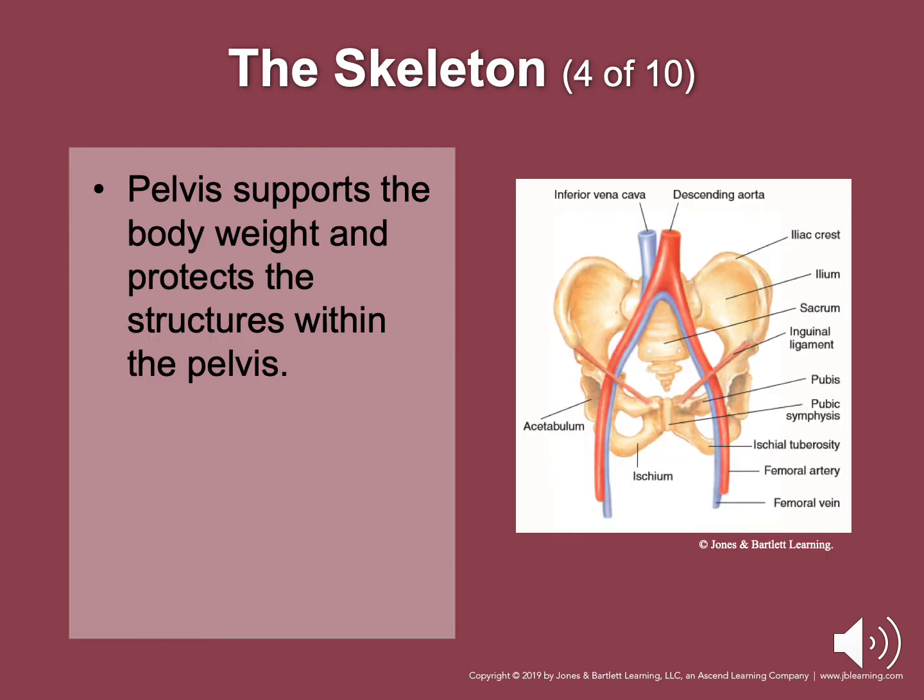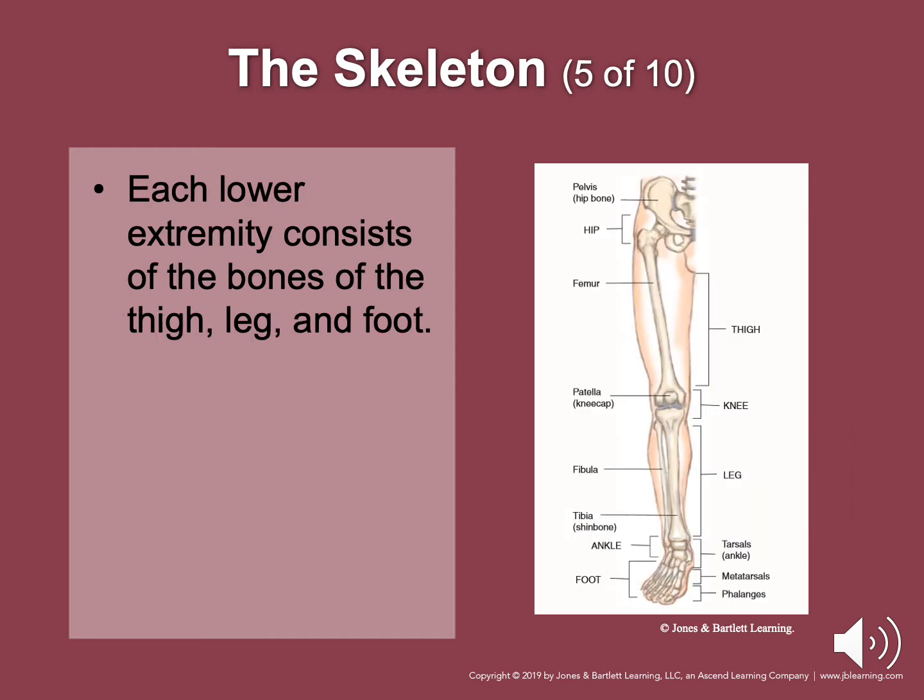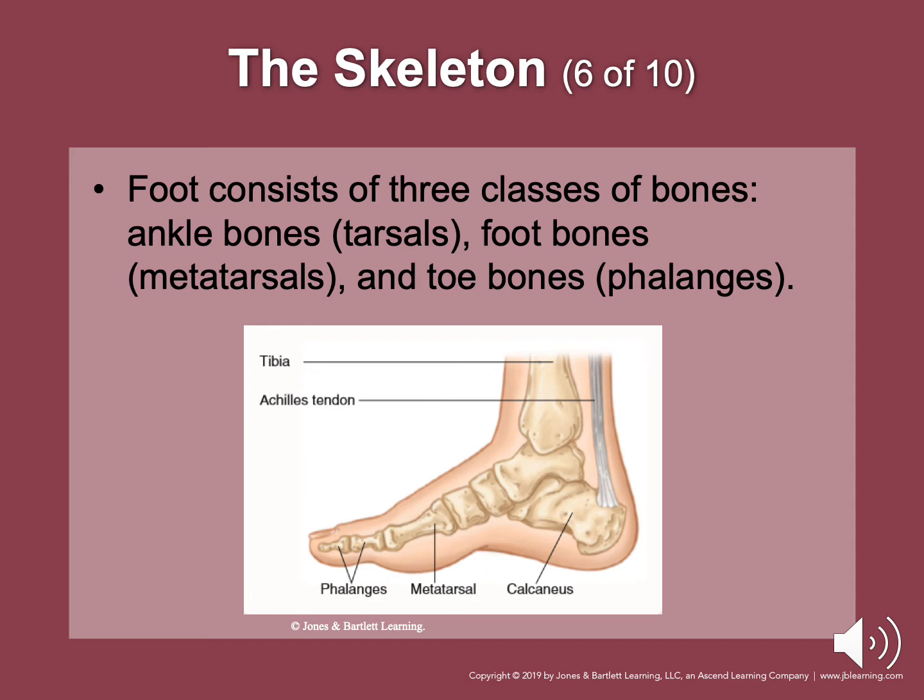The pelvis supports the body weight and protects the structures within the pelvis. The two iliac bones are joined posteriorly by ligaments to the sacrum at the sacroiliac joint. The lower extremity consists of the bones of the thigh, leg, and the foot. The lower leg consists of two bones, the tibia and the fibula. The fibula is attached to the lateral ligaments of the knee joint, so it serves as the lateral stabilizer of the ankle joint at its distal articulation. The foot consists of three classes of bones: the tarsals, the metatarsals, and the phalanges also.